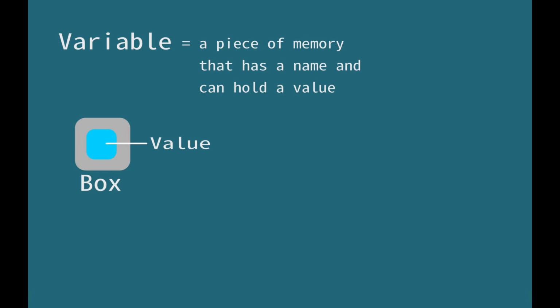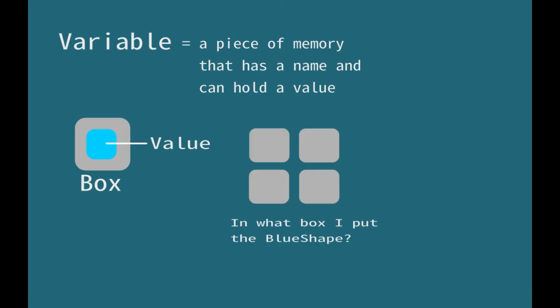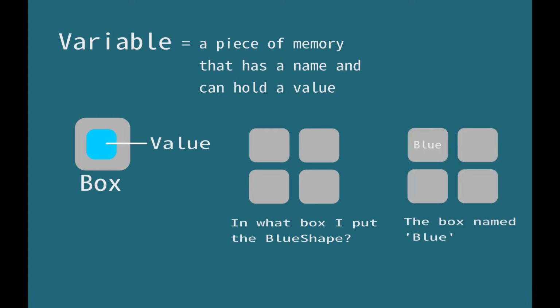One of the important things about a variable is that it must have a name. For example, with the box: if you do not name the box, you cannot know for sure in what box the blue shape is located. And if you name your box, you can easily find out that the blue shape is inside a box named blue.